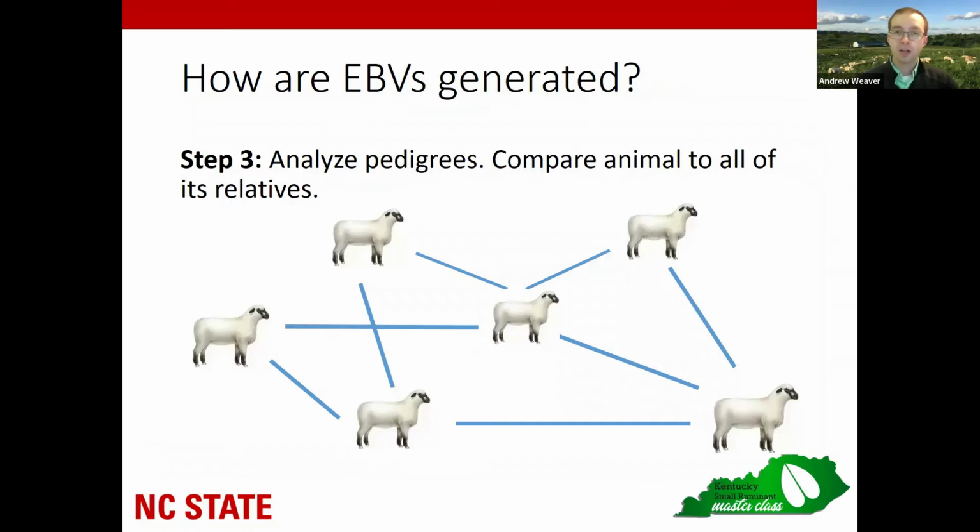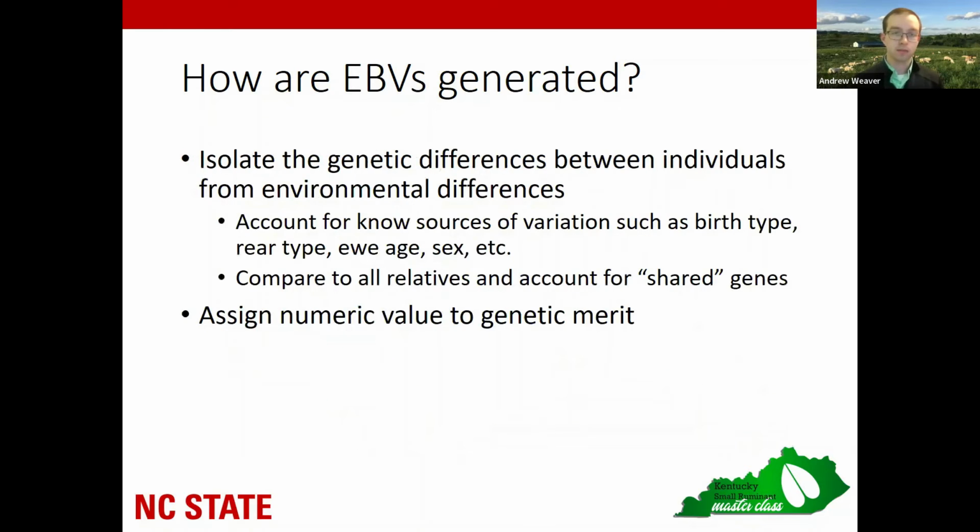So after collecting the records, accounting for those environmental differences and separating out what's genetic versus what is environment, we then analyze those pedigrees and compare an individual animal to all of its known relatives in that pedigree. So that'd be mom and dad, aunt and uncle, grandparents, and any progeny that may have been produced as well. So we get the full picture, this full scope in understanding what is the true genetic merit of that individual based on not only its own performance, but the performance of its relatives.